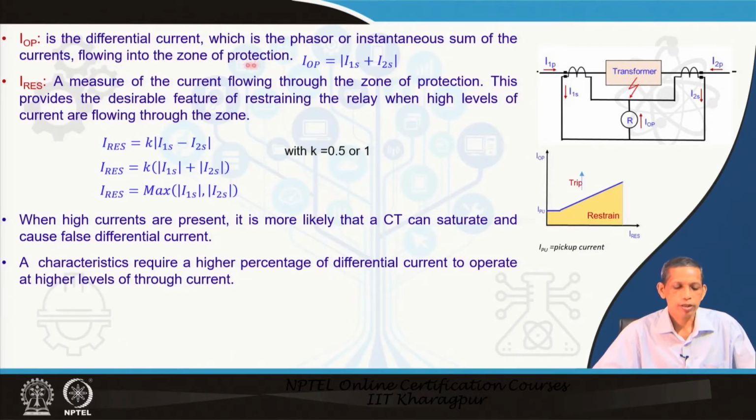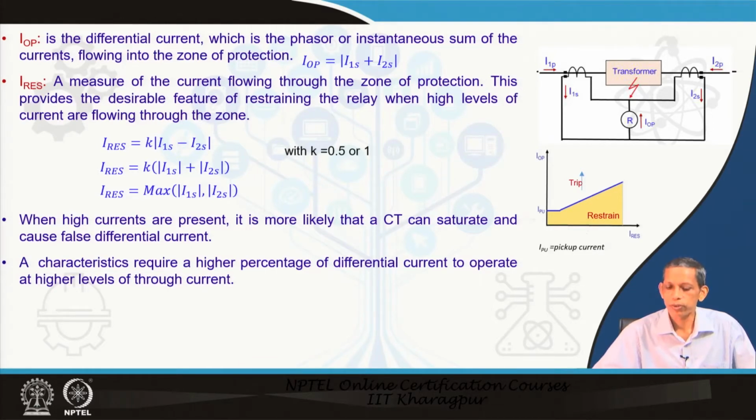So, the differential current can be a phasor or an instantaneous value; it can be both. Most relays use phasor values, and many relays also exploit the advantage of high speed protection using instantaneous values. So, the current flowing into the zone of protection is the transformer here.